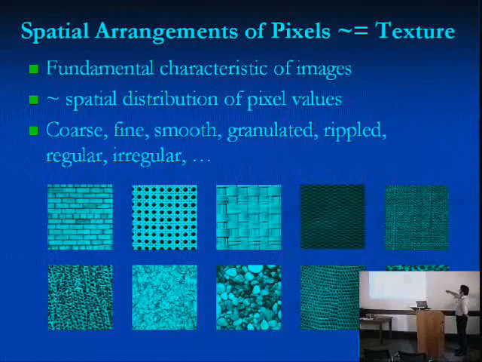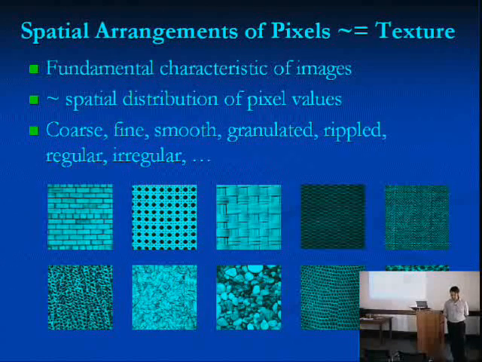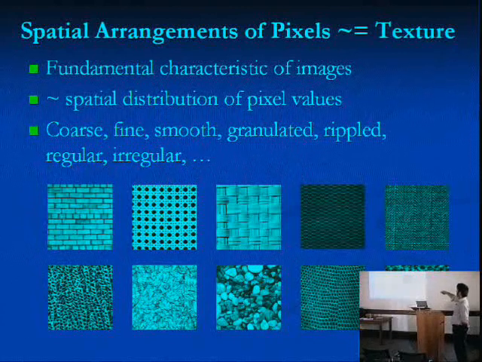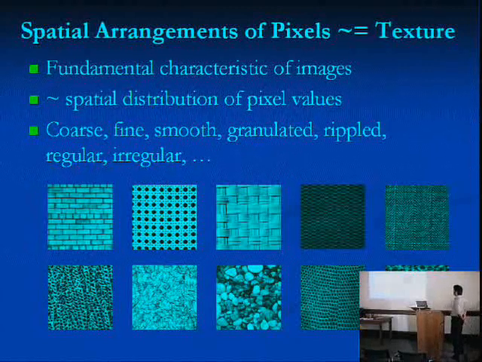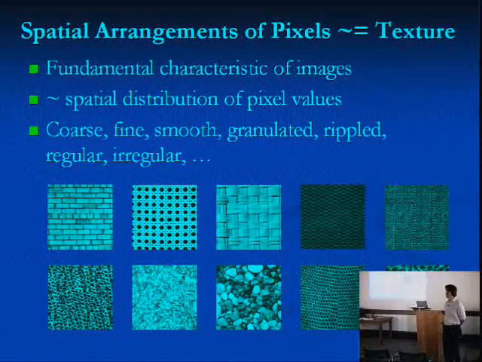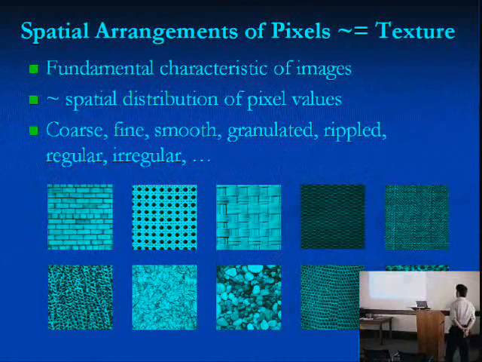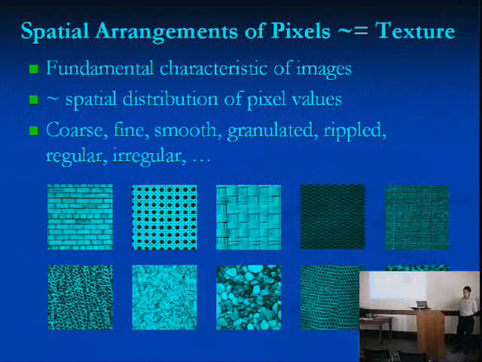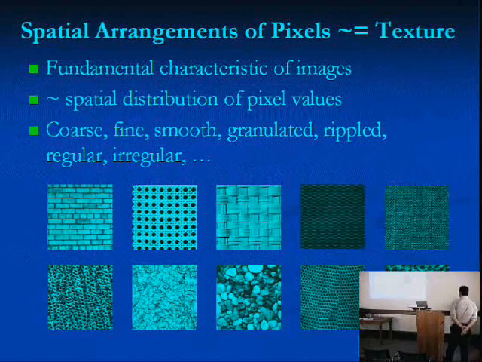So texture, like color, is a fundamental characteristic of images. We're going to think about it here roughly as the spatial distribution of pixel values. In English, some of the terms you might use to describe texture are things like coarse or fine, and then there's also the potential for having directionality. So you have these terms for describing texture.